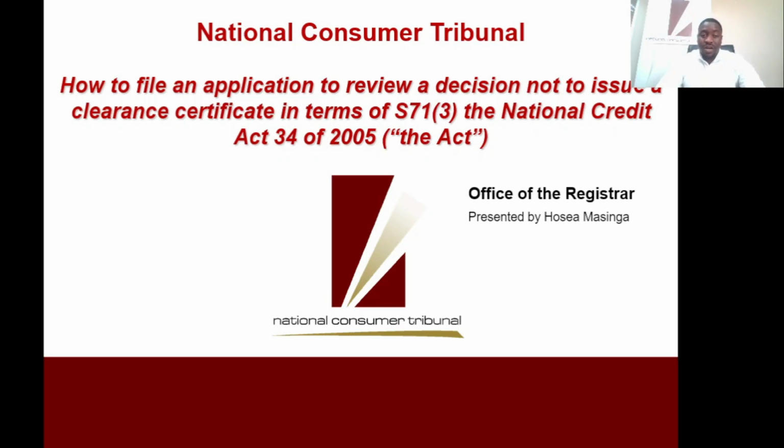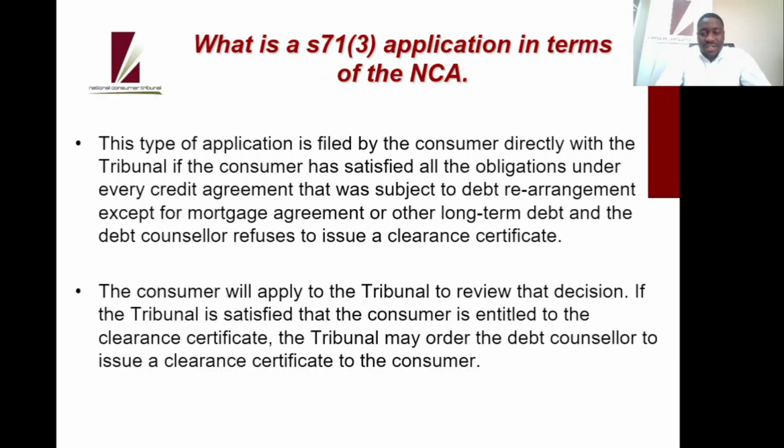Today I will be advising you on how to file an application to review a decision not to issue a clearance certificate in terms of Section 71(3) of the National Credit Act. This type of application is filed by the consumer directly with the tribunal if the consumer has satisfied all the obligations under every credit agreement that was subject to the debt rearrangement, except for mortgage agreement or other long-term debt, and the debt canceller refuses to issue a clearance certificate. The consumer will apply to the tribunal to review that decision. If the tribunal is satisfied that the consumer is entitled to the clearance certificate, the tribunal may order the debt canceller to issue a clearance certificate to the consumer.